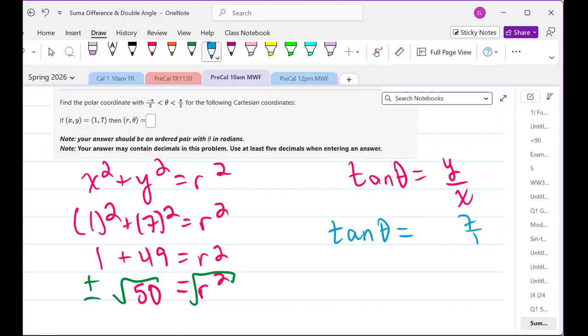Now I fill in my Y over X, so tangent of theta equals 7 over 1. And now I'm going to use inverse tangent. Now this is going to be an ugly number. There's no way to make it be a pretty number. And we do need to make sure we're in radians. So inverse tangent of 7 divided by 1.